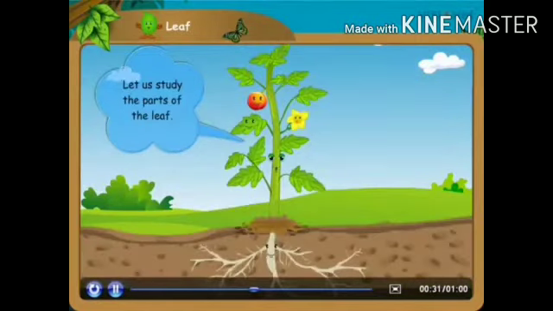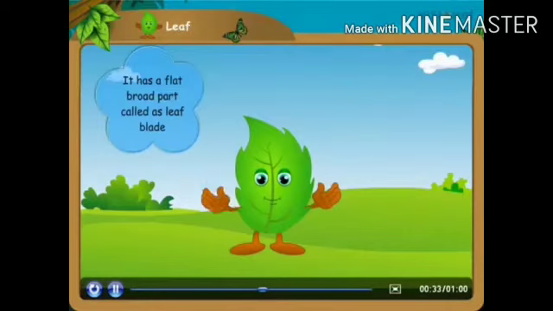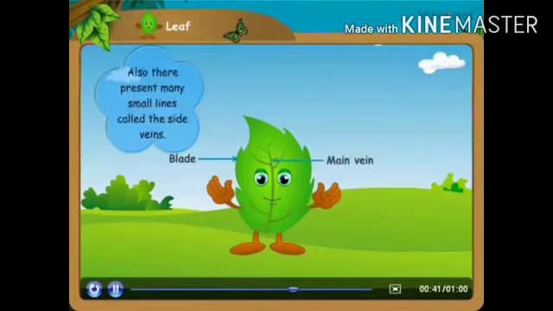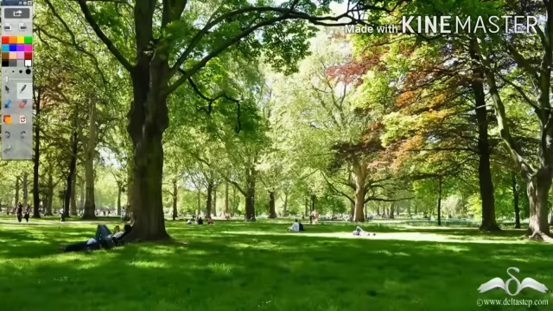Let us study the parts of the leaf. It has a flat broad part called the leaf blade and a main vein passing through the center. Also, there are many small lines called the side veins. Look at your fingers. Do all of them look alike? Are they of the same size, shape, everything? Not really, right? Similarly, different kinds of plants have different kinds of leaves. So let's find out what those are.